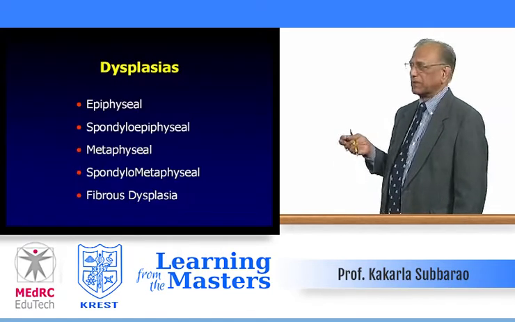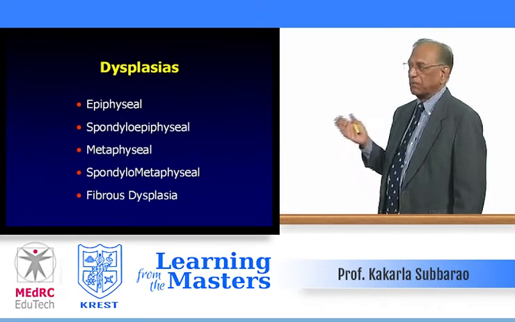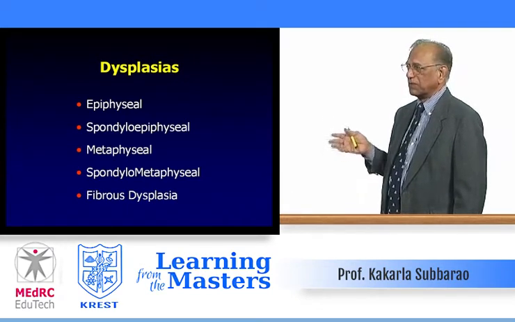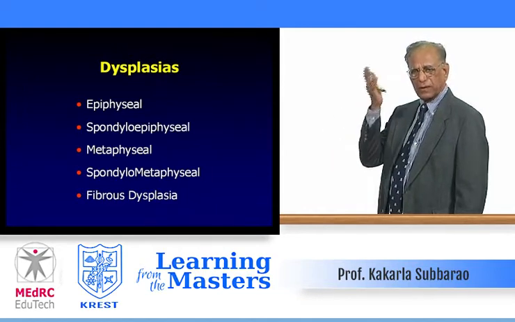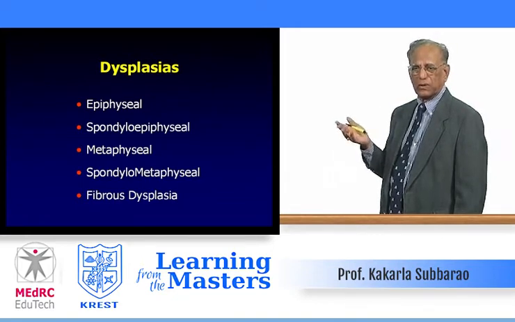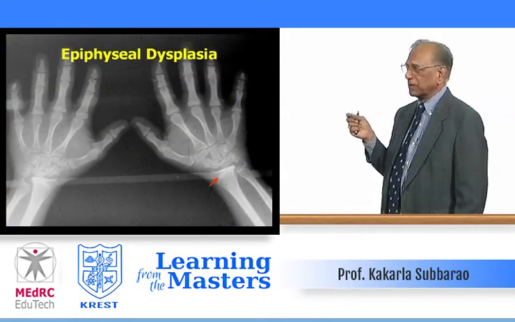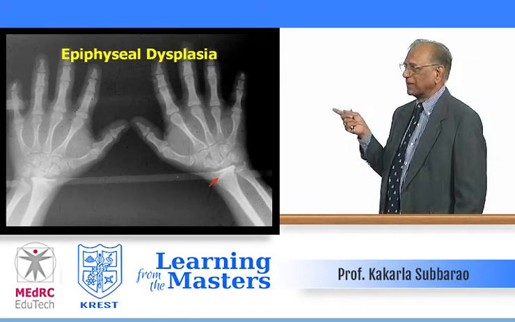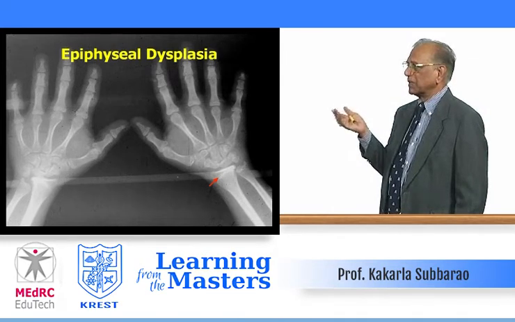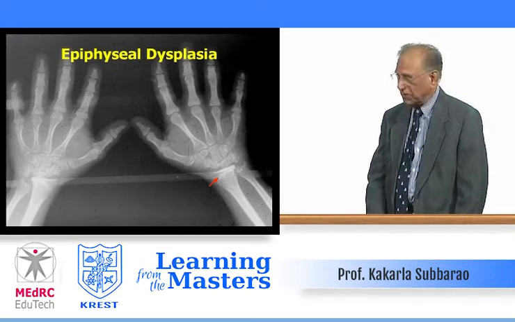Then dysplasias: epiphyseal dysplasia, spondyloepiphyseal dysplasia, metaphyseal dysplasia, spondylometaphyseal dysplasia, fibrous dysplasia. All these again are systemic disorders, although fibrous dysplasia could be monostotic, but the rest of the others are diffuse, involving the epiphyses and spine. Look at these epiphyses. They are short, flat. Look at the radial epiphyses. Similarly, the epiphyses of the phalanges and metacarpals are flat and small and short. This is epiphyseal dysplasia.